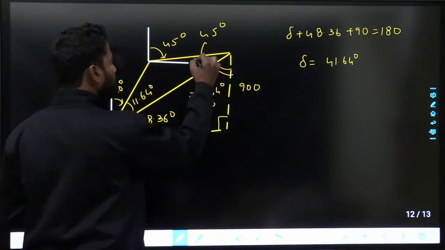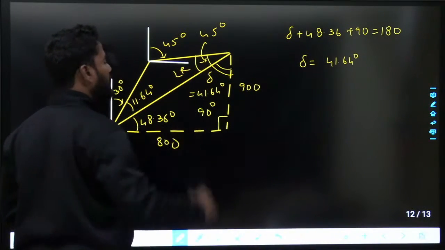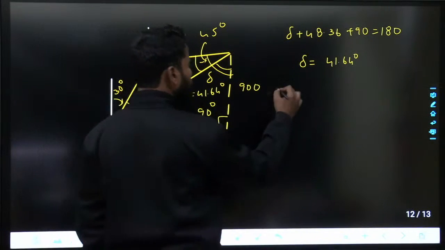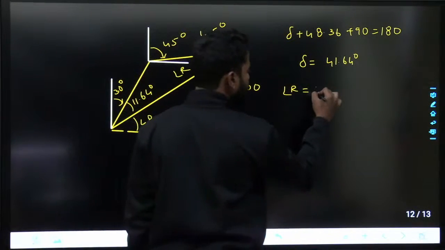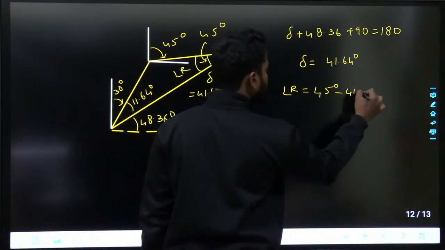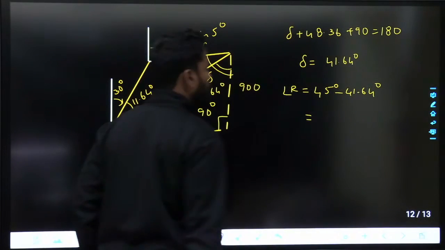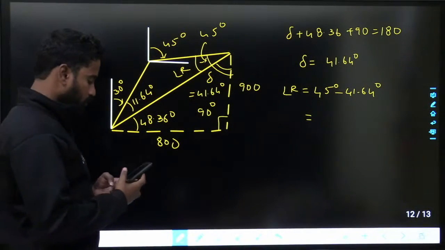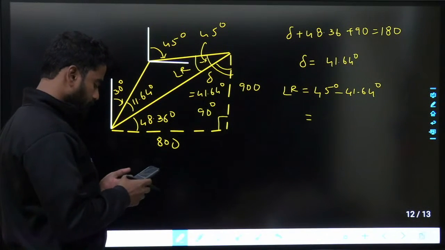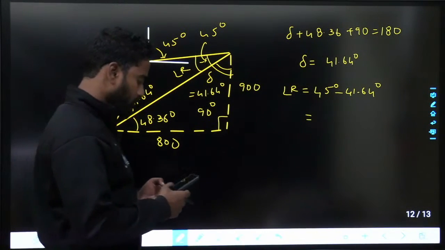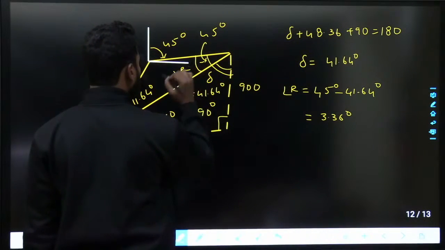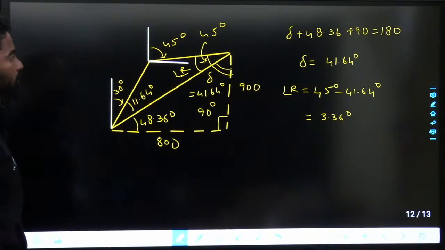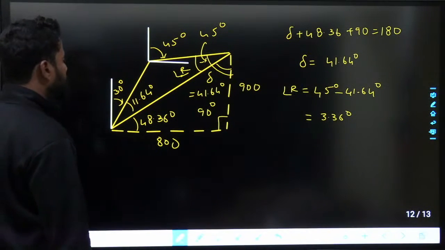If this is 45 degrees, what is this angle? If I call this angle R, what would be angle R? Angle R would be equal to 45 degrees minus 41.64 degrees. 45 minus 41.64, the angle is 3.36 degrees. Angle R is 3.36 degrees.